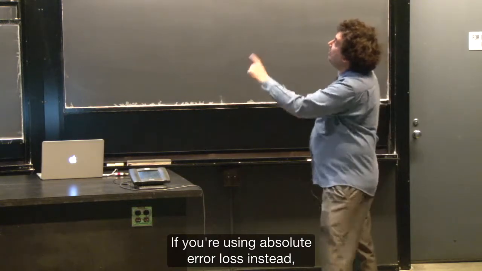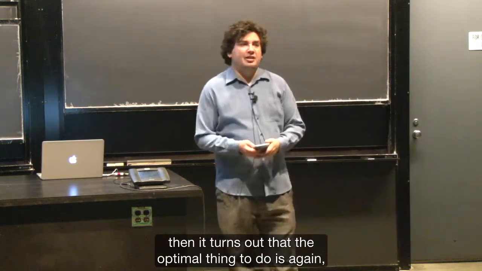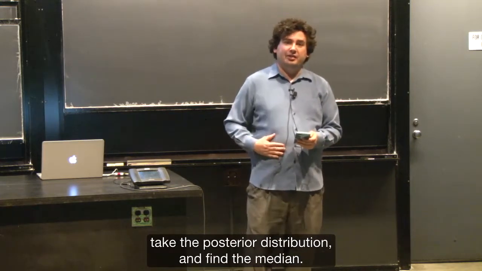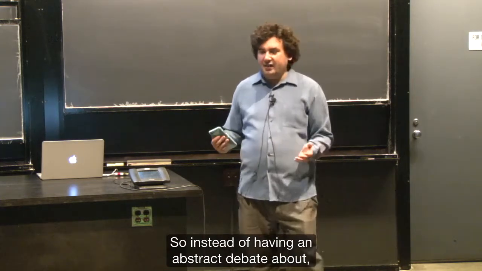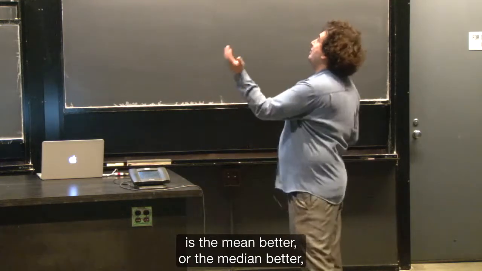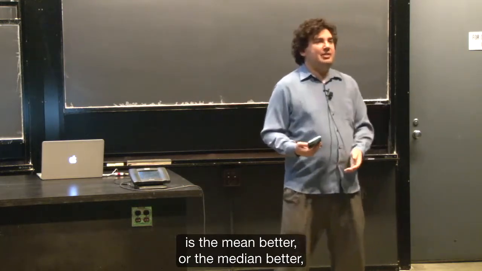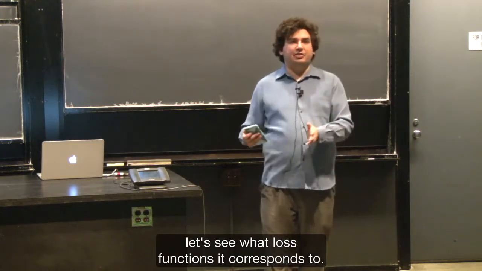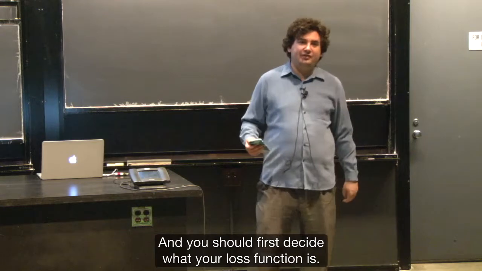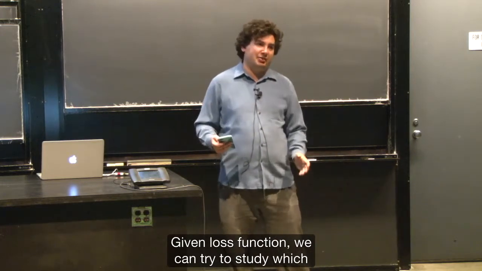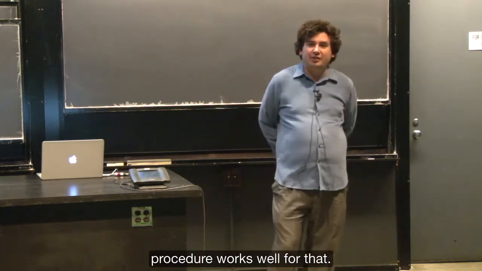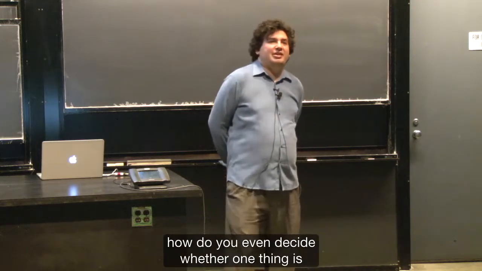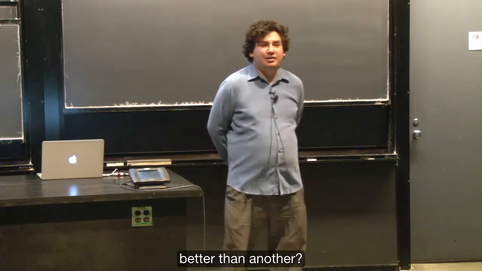If you're using absolute error loss instead, then the optimal thing to do is, again, take the posterior distribution and find the median. So instead of having an abstract debate about whether the mean, the median, or the mode is better, this says, let's see what loss functions each corresponds to. You should first decide what your loss function is. Given the loss function, we can study which procedure works well for that. But if we haven't even specified the loss function, how do you even decide whether one thing is better than another?